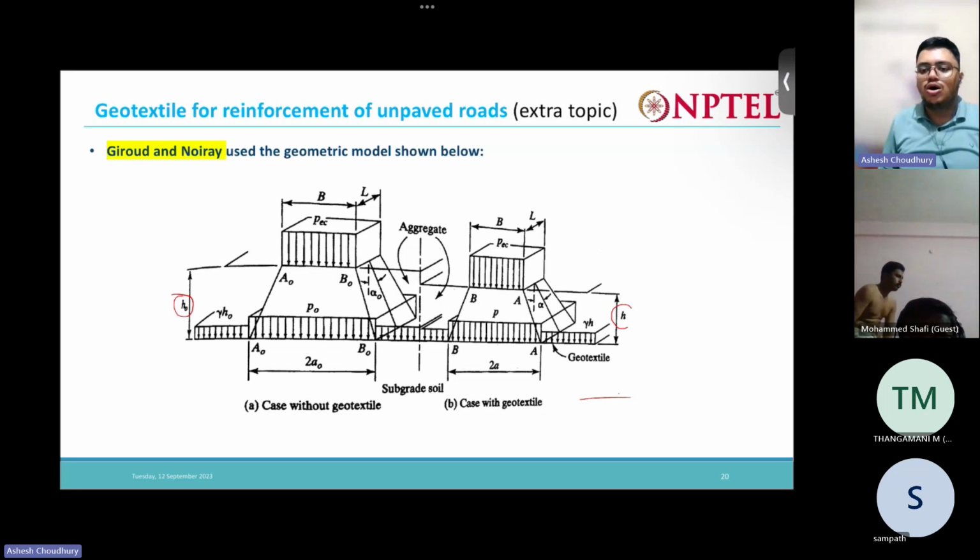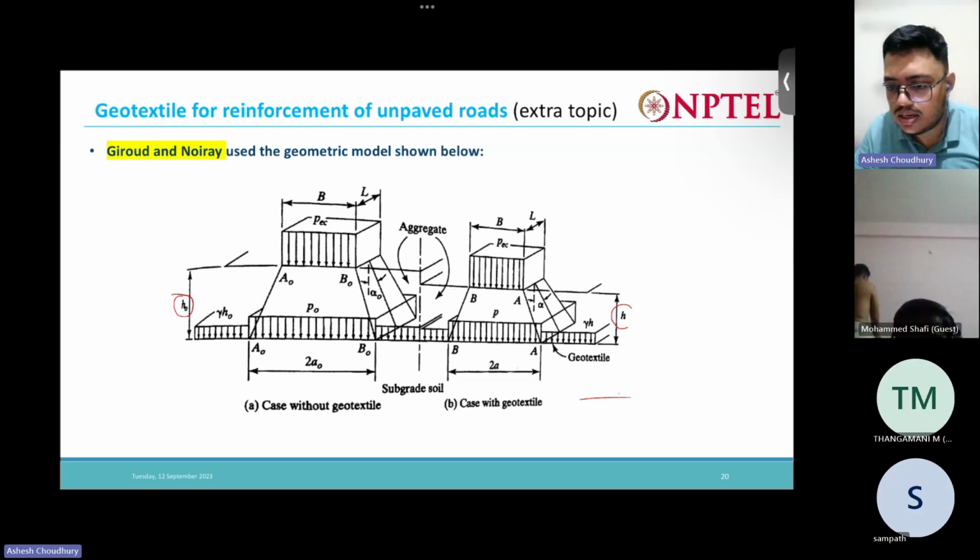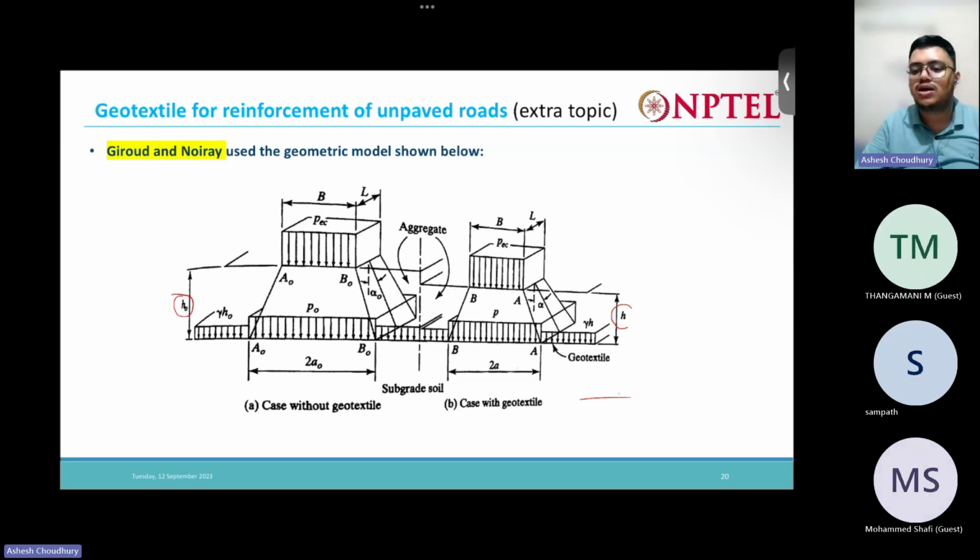So overall, if you are reducing this height, then you will be saving a lot of cost, isn't it? A lot of cost will be reduced. Okay, so that is our task, to use geotextile or geogrid so that you can reduce the cost.